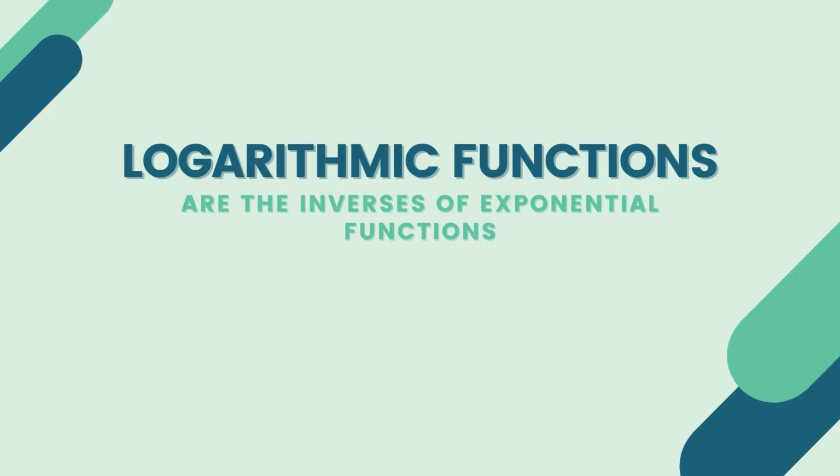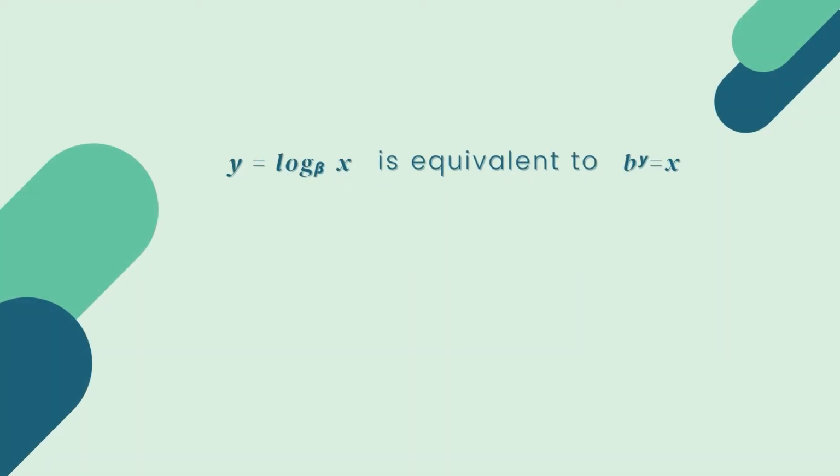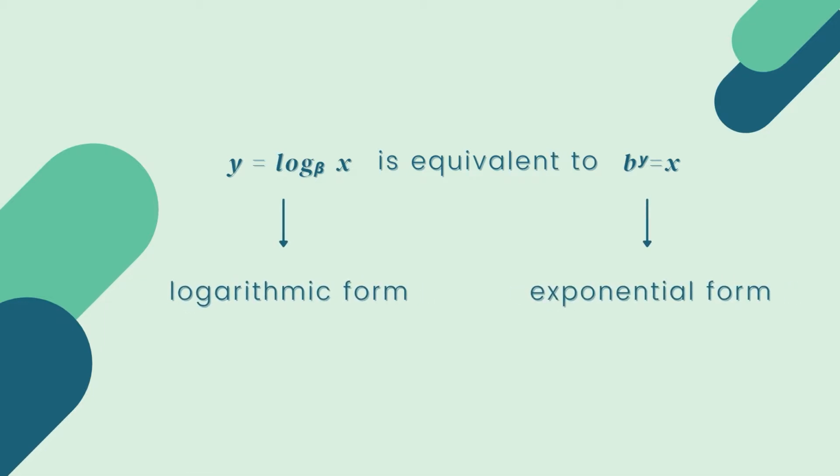A logarithm is denoted by the letters log. In this example given in Paul's online notes, y equals log base b of x is equivalent to b raised to the power of y equals x. B raised to the power of y equals x is the exponential form, while y equals log base b of x is the logarithmic form. A logarithmic function is a function of the form y equals log base b of x, where x is greater than 0, b is greater than 0, and b is not equal to 1.